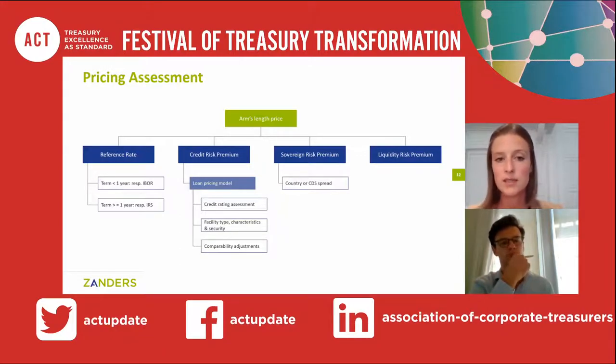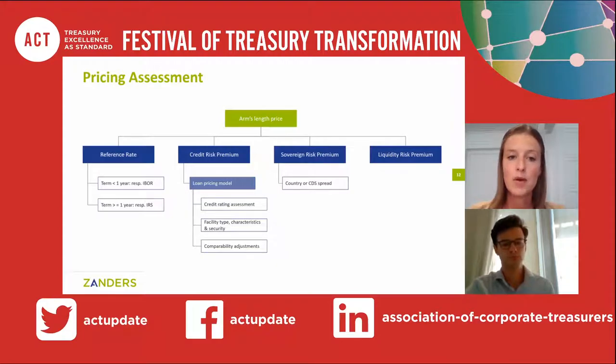A third element then is a sovereign risk premium. What you see being used a lot here is the CDS spreads of the countries. This is really to reflect a funding risk in the country of the borrower.